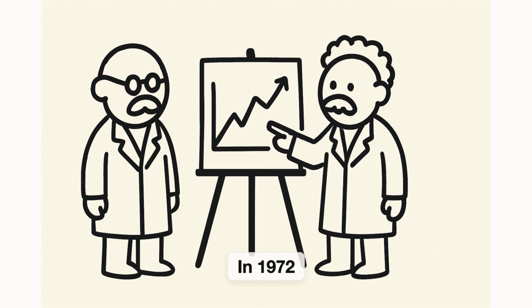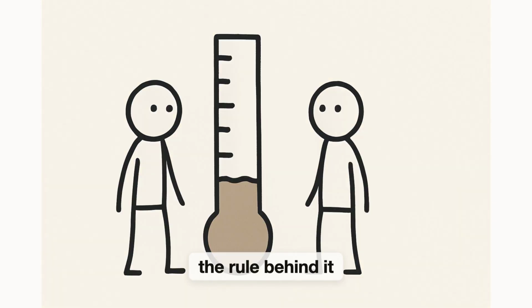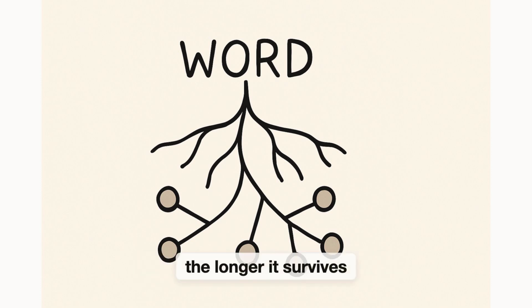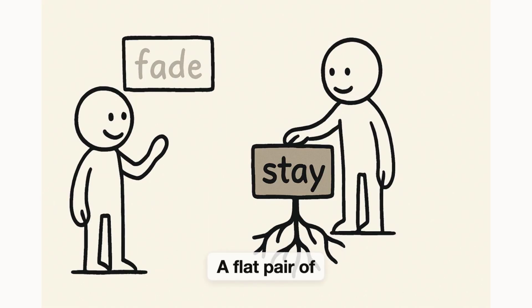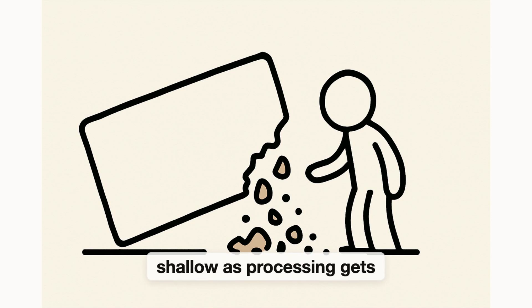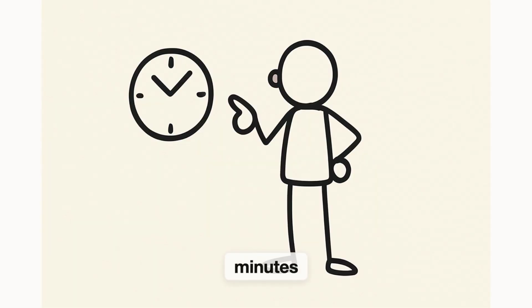In 1972, Craik and Lockhart demonstrated the rule behind it. The deeper and more richly you process information, the longer it survives. A flat pair of words is about as shallow as processing gets, so it decays within minutes. Now compare that to an image.